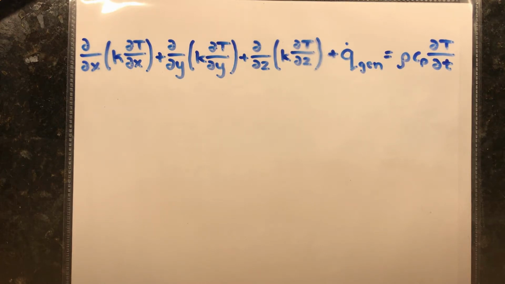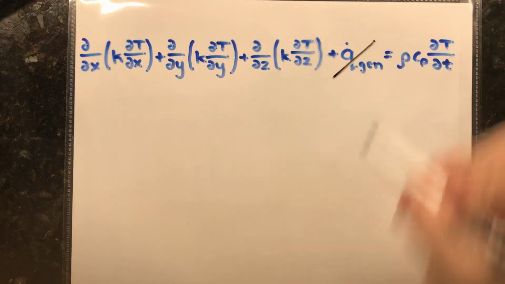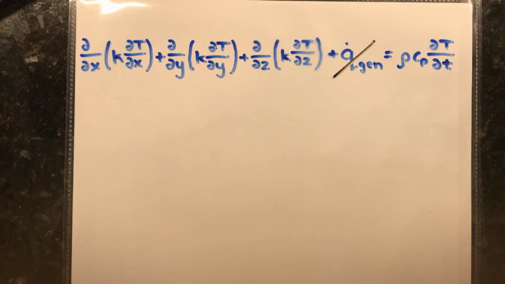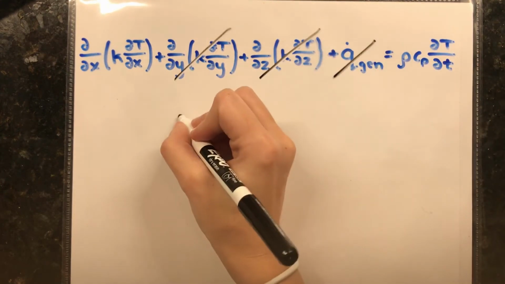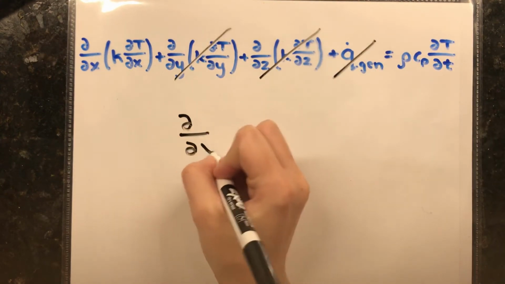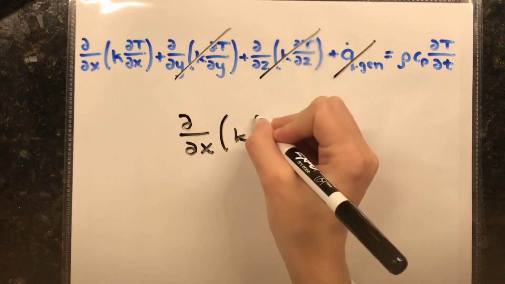In our scenario, many of the terms can cancel out. We can assume heat is coming only from the source beneath the pan, so the heat generation term goes to zero. Because the heat is directly below the pan, heat transfer is occurring only in one direction, so the y and z terms also go to zero. This leaves us with a simpler form of the heat equation.